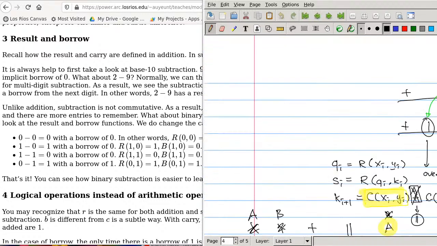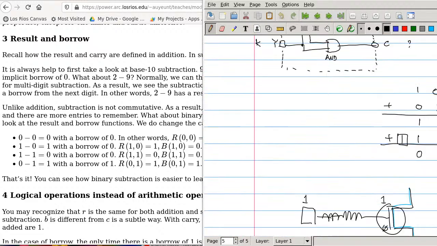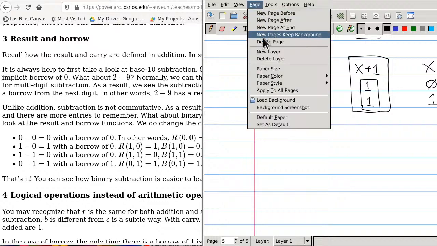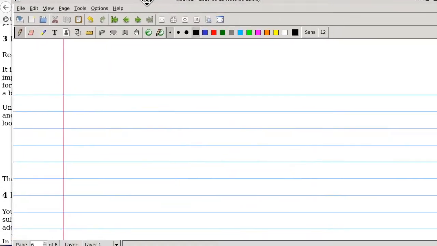And then we're going to scroll to the last page, and we'll give it a new page 2. There we go. All right, so we're going to take a look at subtraction, and just like before, we're going to take a look at subtraction in base 10 first.